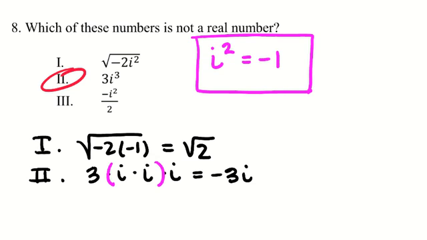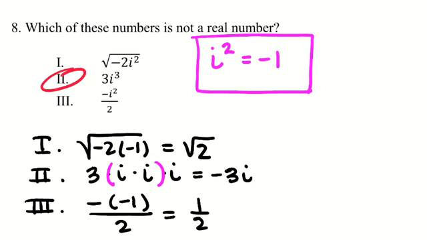But with these Roman numeral 1, Roman numeral 2, Roman numeral 3 questions, oftentimes there could be more than one that is a correct answer. And then the last one, negative i squared divided by 2, that's 1/2, and 1/2 is certainly a real number. So I can conclude that Roman numeral 2 is the only one that is not a real number.